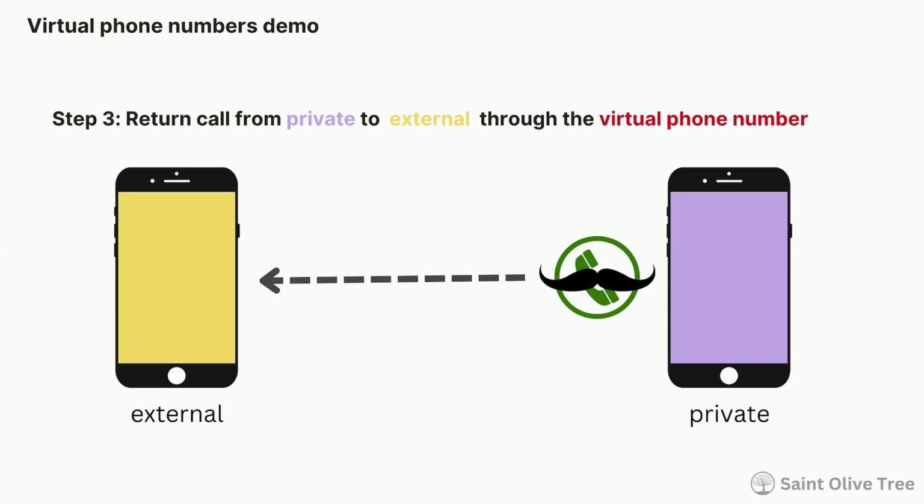Before we move on, one more note. If you recall, back in step 1, we bought the virtual phone number with a 7 days plan, meaning that the number will expire in 7 days after the purchase. By the time you are watching this video, it will be long gone.